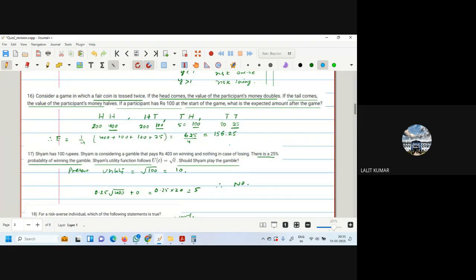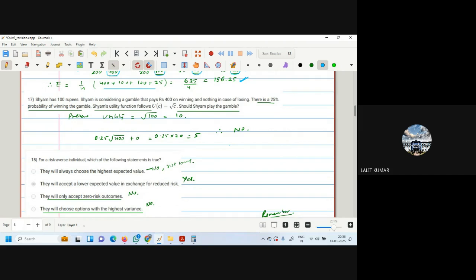Next question, consider a game in which a fair coin is tossed twice. If head comes, the value of the participant's money doubles. If the tail comes, the value halves. If the participant has rupees 100 at the start of the game, what is the expected amount after the game? So we take all 4 scenarios, head-head, head-tail, tail-head, and tail-tail, and what is the final outcome? So 400, 100, 100, and 25. Probability is 1 by 4 for all. So we add and we get the expected value.